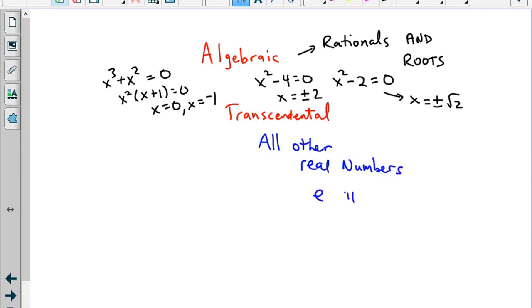So e and pi are basically the only two that we really think about that are transcendental numbers. There are, once again, I know we start making distinctions, way more transcendental numbers than there are algebraic numbers. But we don't really think about those very often.